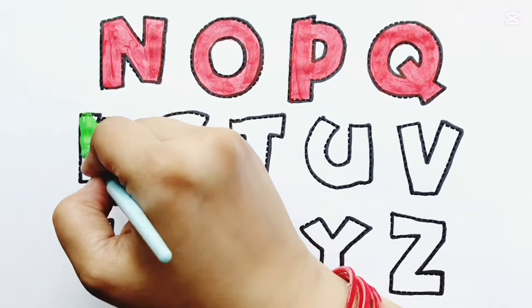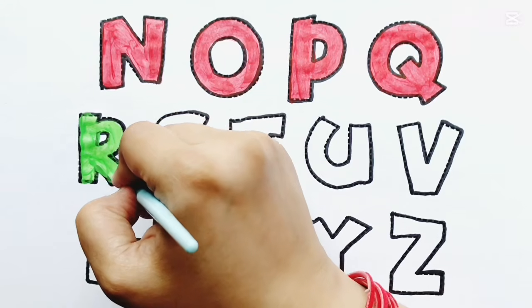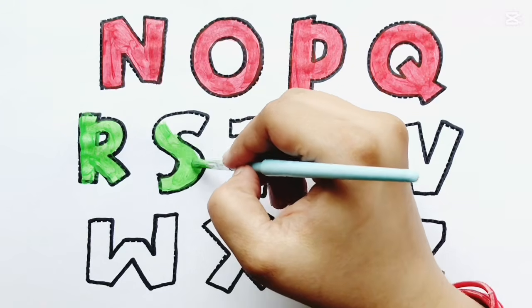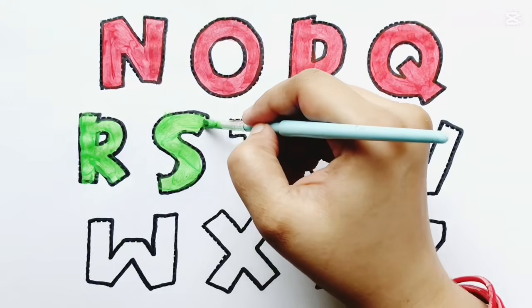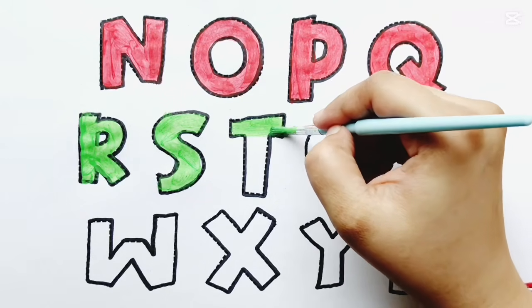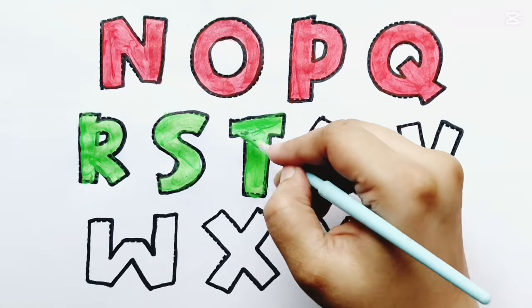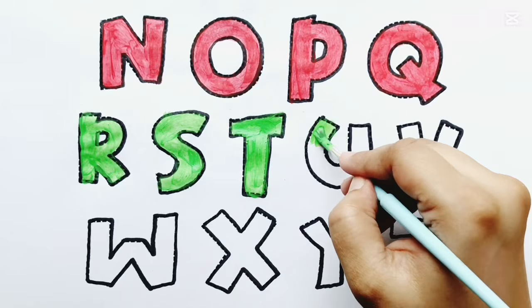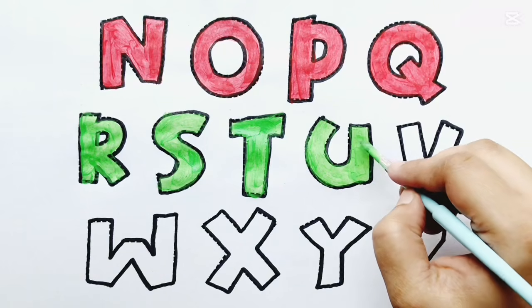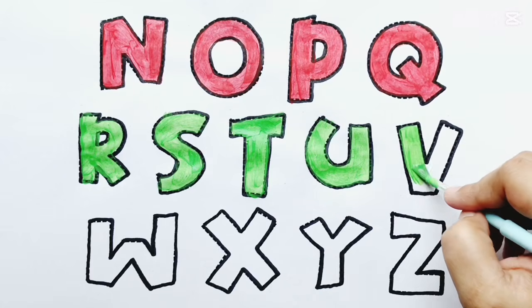Light green color. R for rabbit. S for snail. T for tiger. U for unicorn. V for vase.